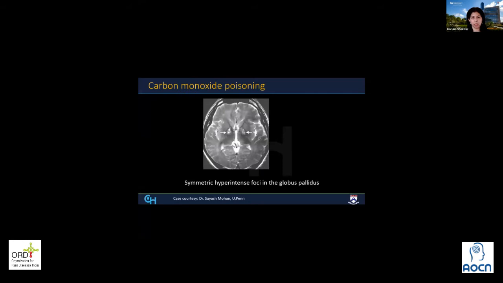Another condition in the toxic etiology group is something which we would see more in the adult population, but can also happen with older children and adolescents, is due to carbon monoxide poisoning, which could be either accidental or sometimes we had a case that was actually more like a suicidal suffocation, locking oneself in a room with things burning. So you should be familiar with this. The hallmark of this is the pallidal necrosis, the bilateral T2 hyperintense foci in the globus pallidus. This is a classic finding that you see in carbon monoxide poisoning.